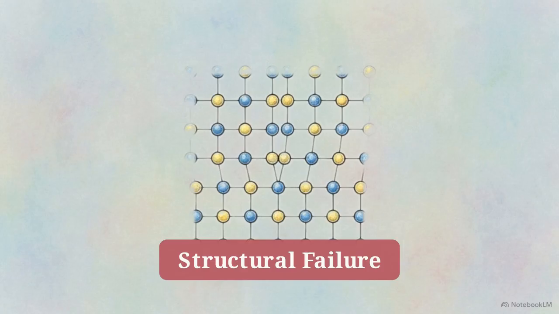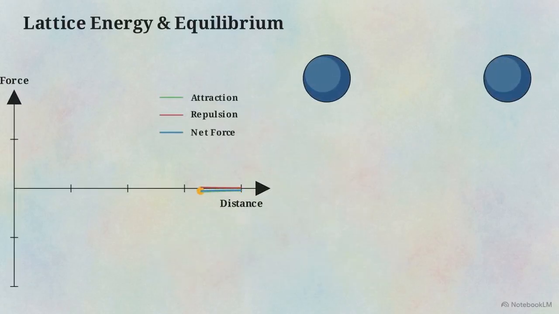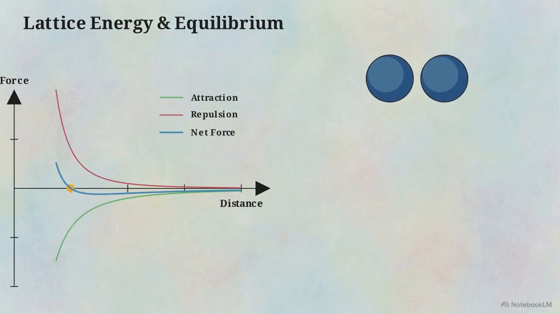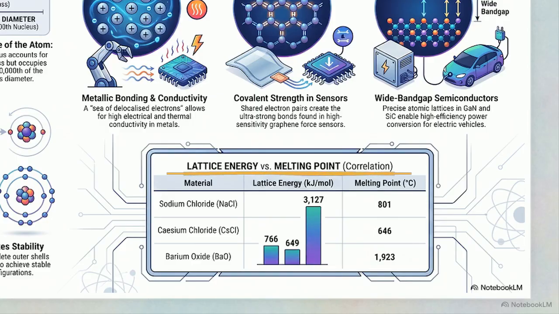We quantify this structural durability using lattice energy. It acts as the invisible superglue holding crystal structures together, dictated by the exact equilibrium point where attractive forces perfectly balance against repulsive boundaries. This chart plots the correlation between lattice energy and melting point.